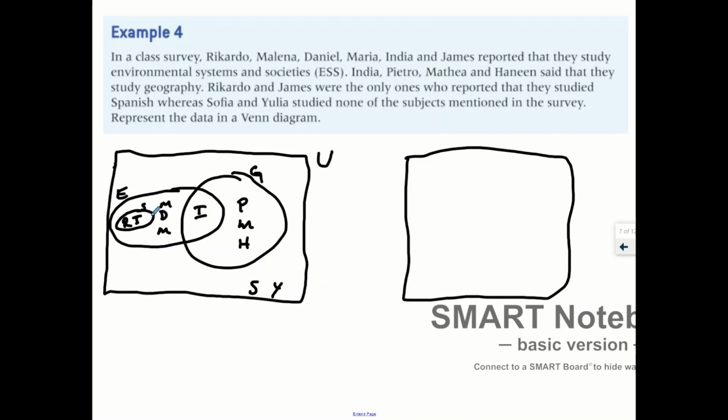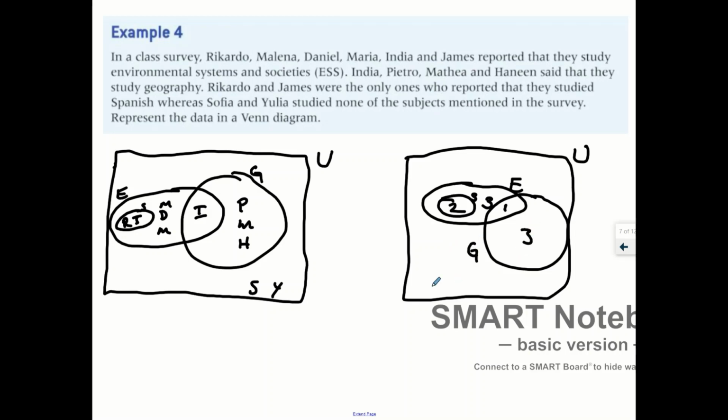We don't really care about the names of these people once we're looking at them in this way. So actually, it can be much better to just put the numbers in. So we have 2 people that do Spanish, 3 people that take ESS, 1 person that does ESS and geography, 3 people that do geography, and 2 people just on the outside there. And that's how we see a Venn diagram usually. And we would also describe what our letters stood for.